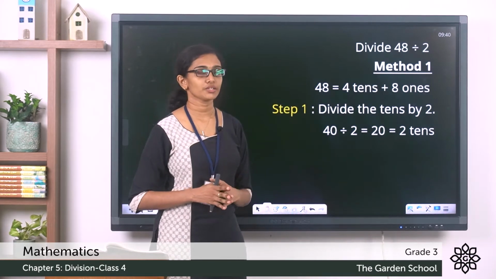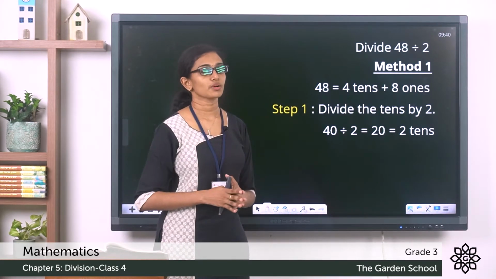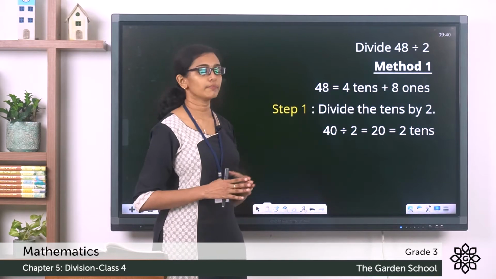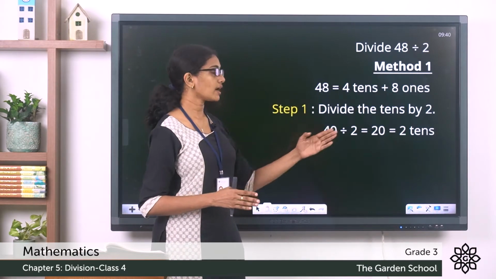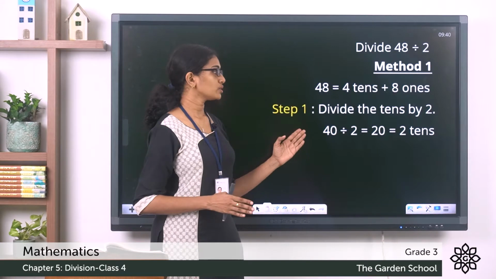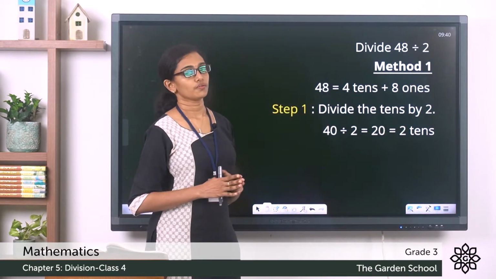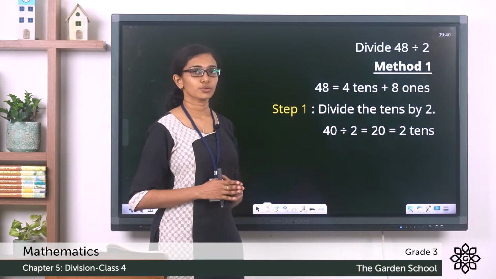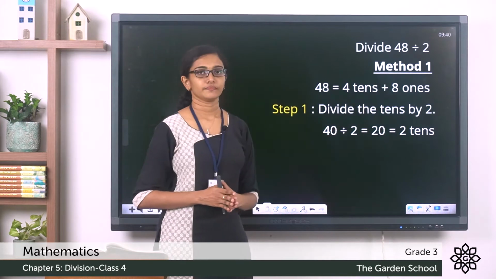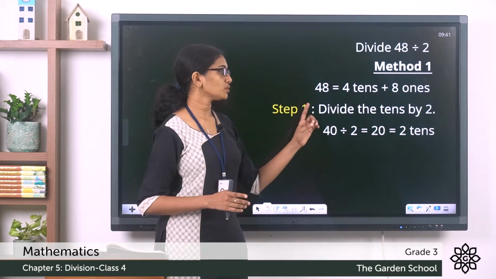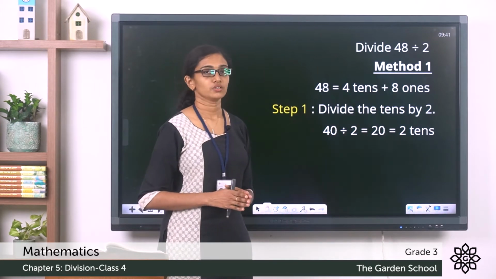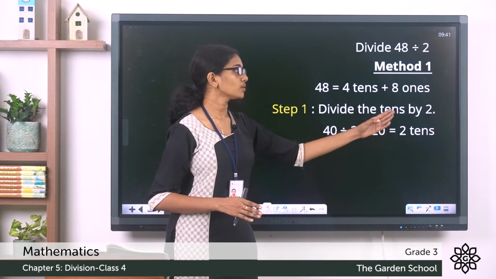4 tens is equal to 4 into 10, which is equal to 40. So 40 divided by 2. And what is 40 divided by 2? 2 into 20 is equal to 40. So 40 divided by 2 is equal to 20. 20 is equal to 2 into 10. So we can write this 20 as 2 tens.